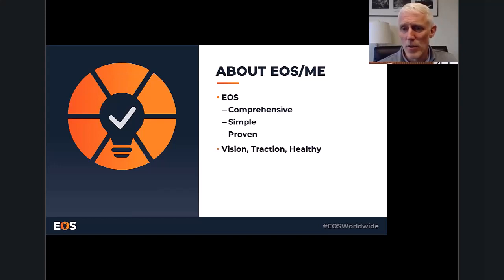EOS as a system focuses on 3 areas, which we call vision, traction, and healthy. Vision, as the name suggests, is all about getting your people 100% on the same page with where you're going and how you're going to get there. Traction is really the focus of this, is to make your team and your organization more accountable, more disciplined in the day-to-day in terms of how you're going to reach that vision. And healthy talks about team cohesion, functioning really well as a leadership team and then as the rest of the organization.